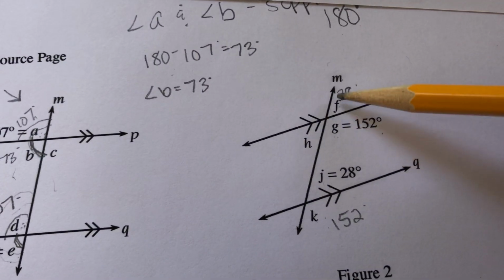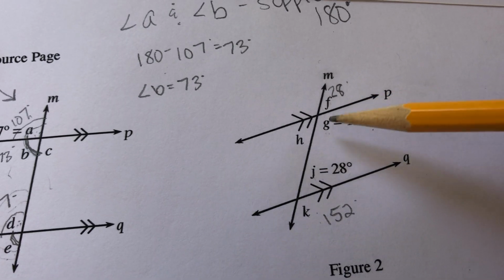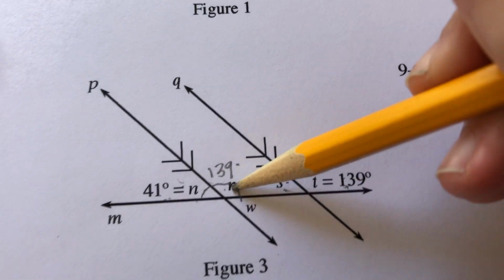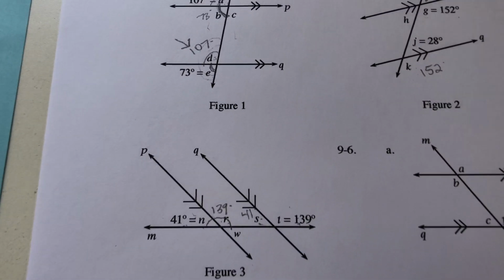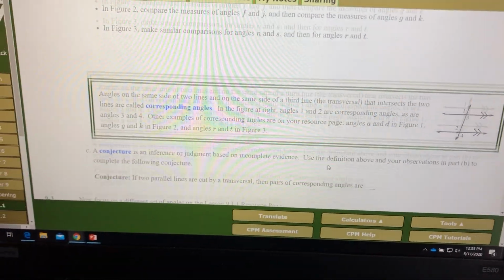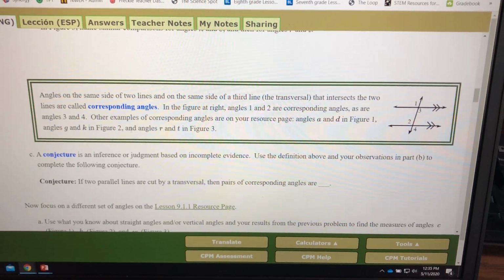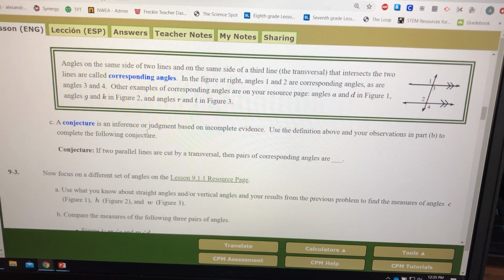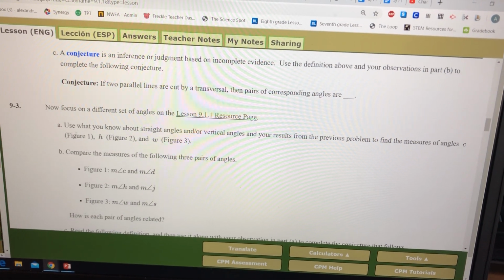Same with the F and the J, those are corresponding. G and K are corresponding. N and S are corresponding. T and R are corresponding. So that's another term we need to know, corresponding angles. Okay, back to the book, 9-3. So here's where it's explaining what a corresponding angle is, so I would read that. There's our conjecture, and we already did it. And now here we go.